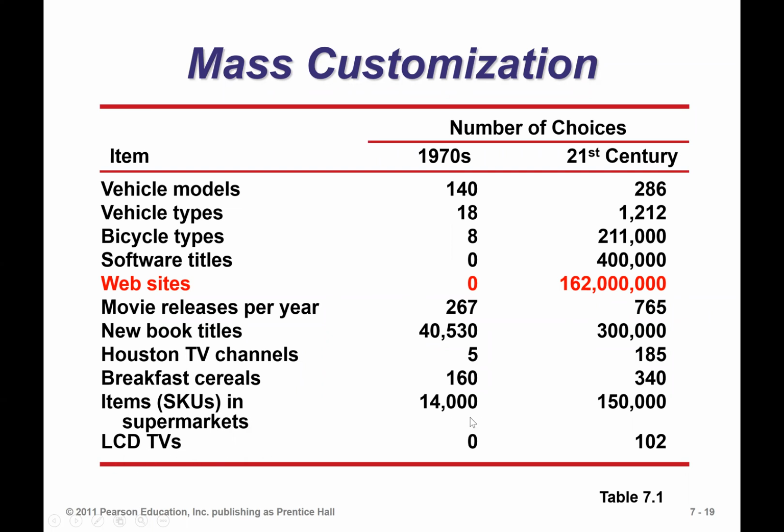LCD TVs, there was none in the 70s. Now you have 102 different types of them. So that's just showing you how mass customization has improved our command stream over the last, I'd say, what, 30 years or so, right?